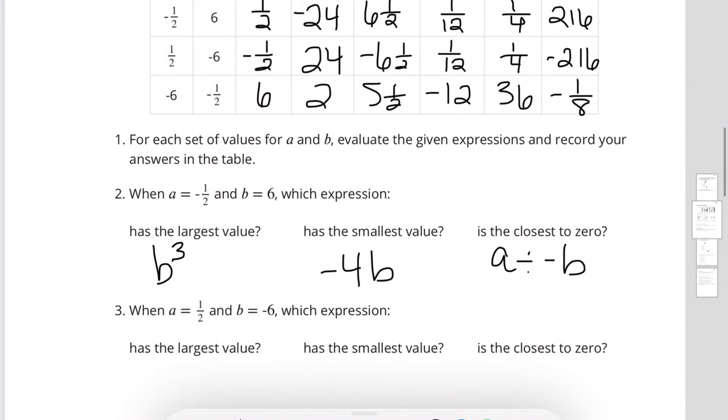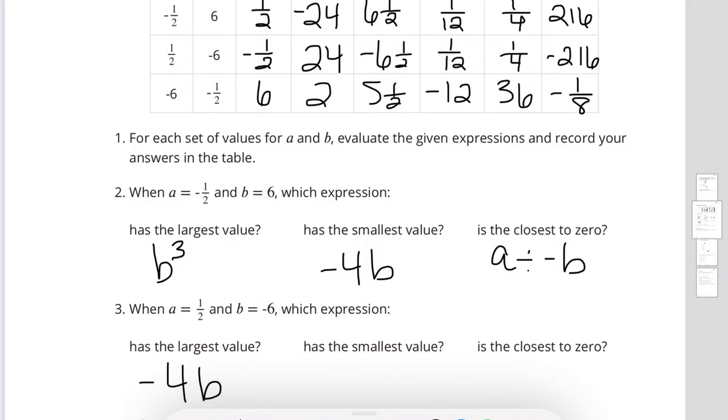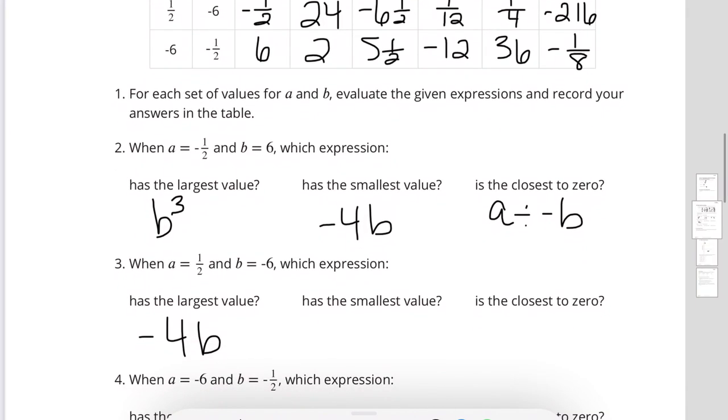Number 3, when A is positive 1/2 and B equals negative 6, which expression has the largest value? Negative 4 times B, because my answer was positive 24. Which expression has the smallest value? Was B cubed. Which expression is the closest to 0? Still A divided by negative B.